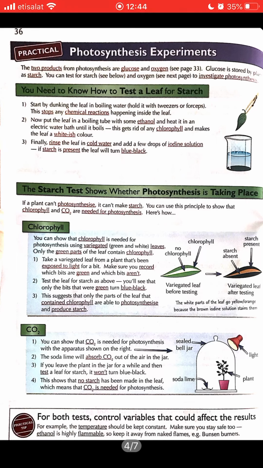Now, there are a few investigations that we can do in order to measure photosynthesis and check that it's happening, prove that it's happening, and measure the rate of photosynthesis. Because this is quite long and quite wordy, I'm going to do this in a new video. So join me for part 2 when we're going to talk through these photosynthesis experiments.